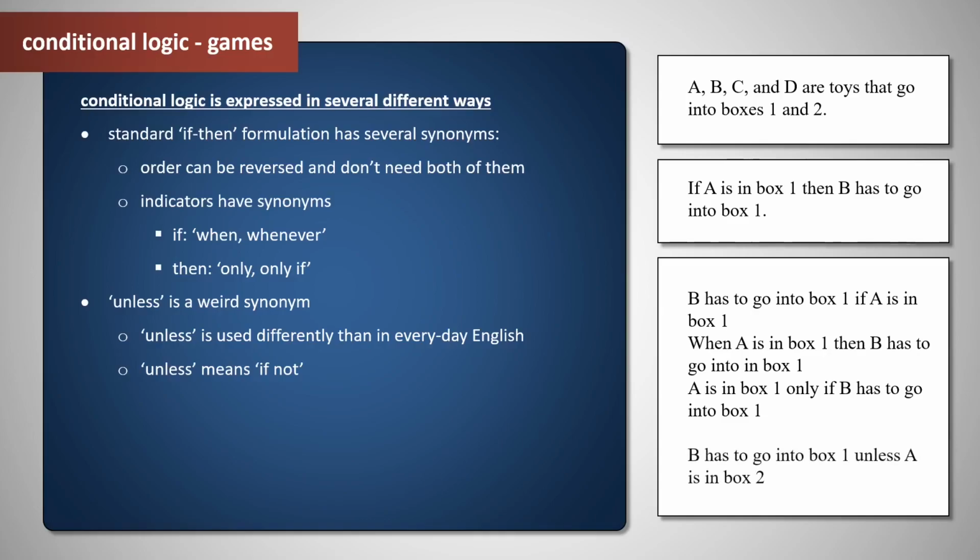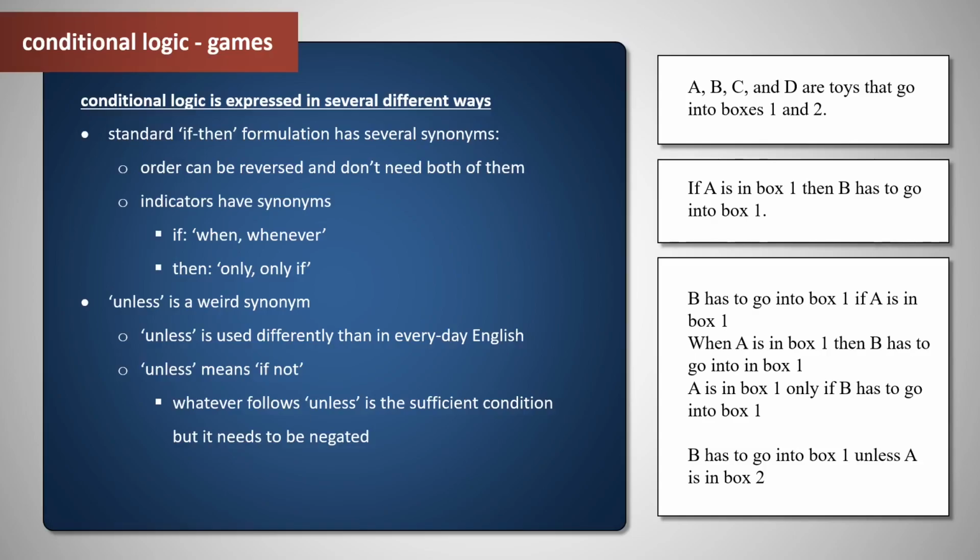Well, what does that mean? So, let's say you have a rule that says B has to go into box 1 unless A is in box 2. Well, whatever follows unless is the sufficient condition, but it needs to be negated. That's what I mean by if not. So you find unless, in this case, you've got B has to go into box 1 unless A is in box 2. So you find the unless, and then whatever follows it is the sufficient condition.